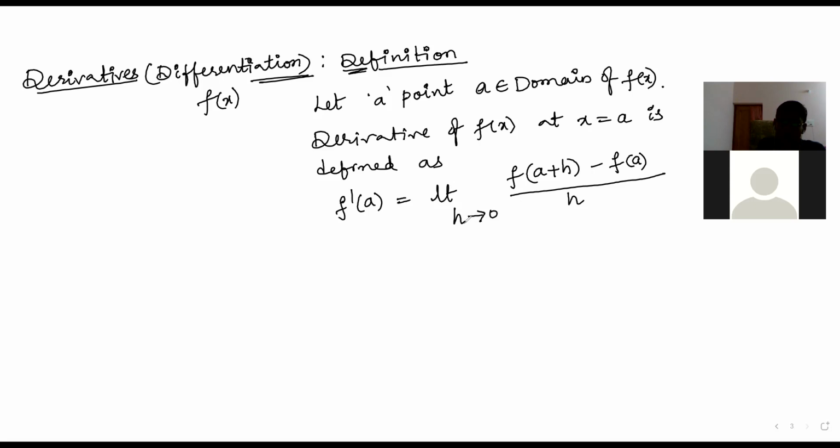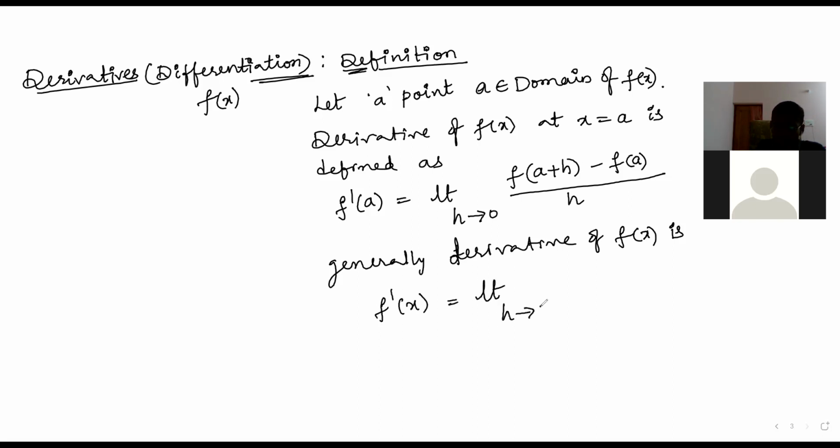If you find the limit as h tends to 0, f of x plus h minus f of x by h, but in the place of x, what is there? A. But generally, what do we say? General means at x. Generally, differentiating or finding derivative of f of x is f dash of x equal to limit h tends to 0, f of x plus h minus f of x by h.